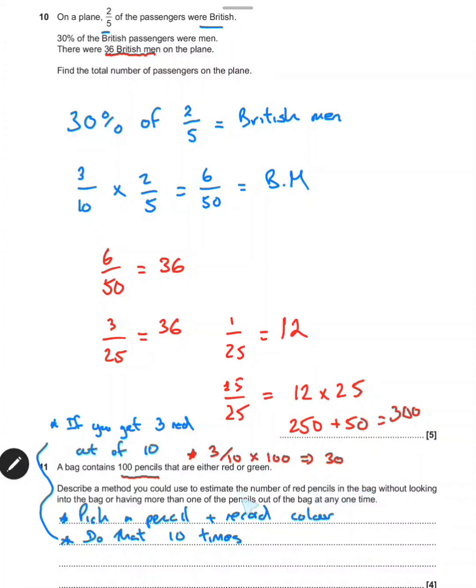This is called relative frequency. You're doing an experiment, you're recording the probability from your experiment. So this is an example. If you've got 3 red out of 10 in total, then you're going to say that 3/10 are red, and if there's 100 altogether, 3/10 of 100 is 30.